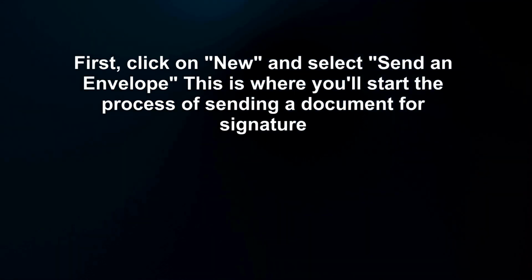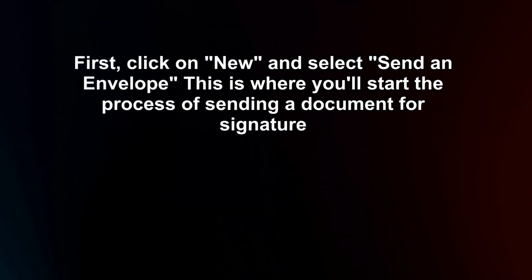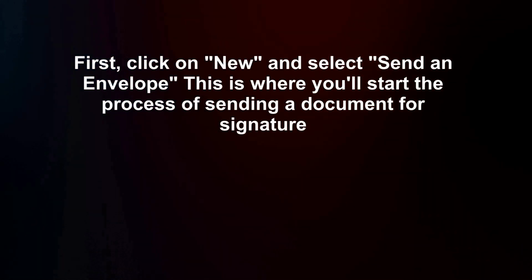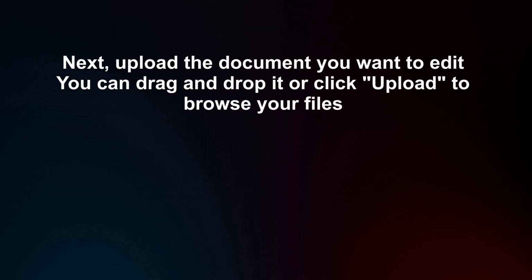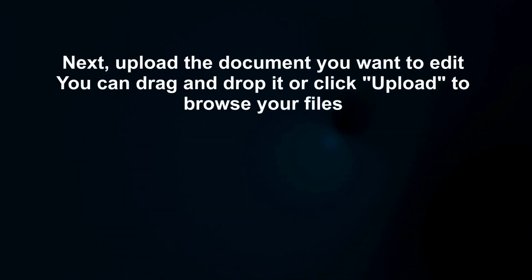First, click on New and select Send an Envelope. This is where you'll start the process of sending a document for signature. Next, upload the document you want to edit. You can drag and drop it or click Upload to browse your files.